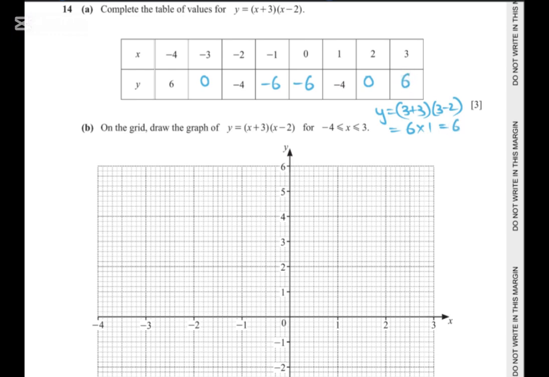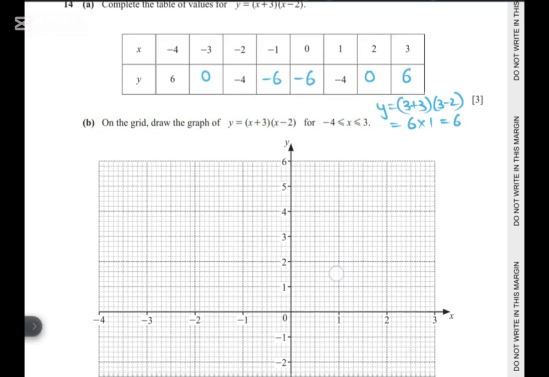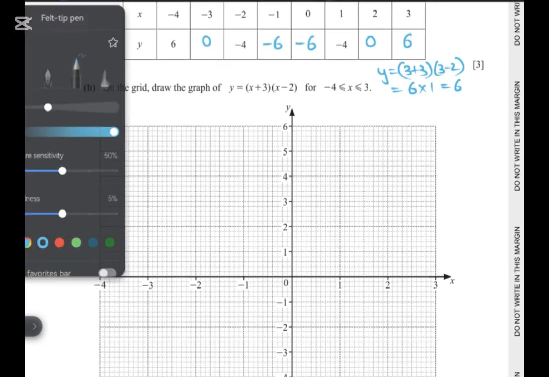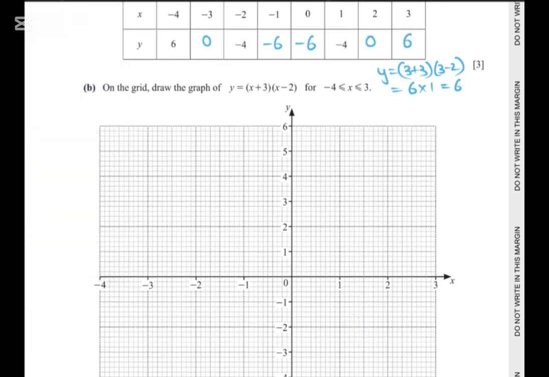On the grid, draw the graph of y is equal to x plus 3 into x minus 2. We have to draw the graph, and the values of x are from minus 4 to 3. So we need to mark the dots here. For x is equal to minus 4, y is 6. So this is the first marking.